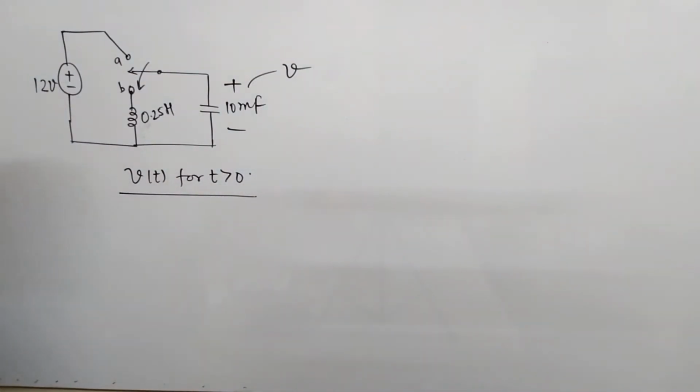So this is your next problem, friend. In this problem, you have to find VT, across the capacitor for t greater than 0, and this is the condition of the switch. It means initially the switch is at position A. After some time at t equal to 0, the switch goes to position B.